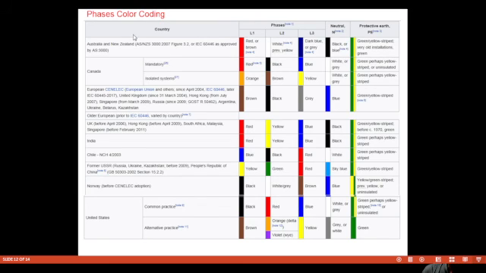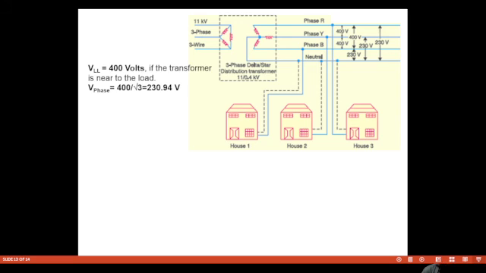Now, this is the phase color coding of different countries for the red, yellow, and blue, and the neutral. It is shown here, right? And similarly, I've shown here that the primary is connected to the delta and the secondary is connected to the star, because usually we balance the three phase on the star side. If they are balanced on the star side, definitely the primary side delta is balanced and there will be no circulating current in the delta winding.